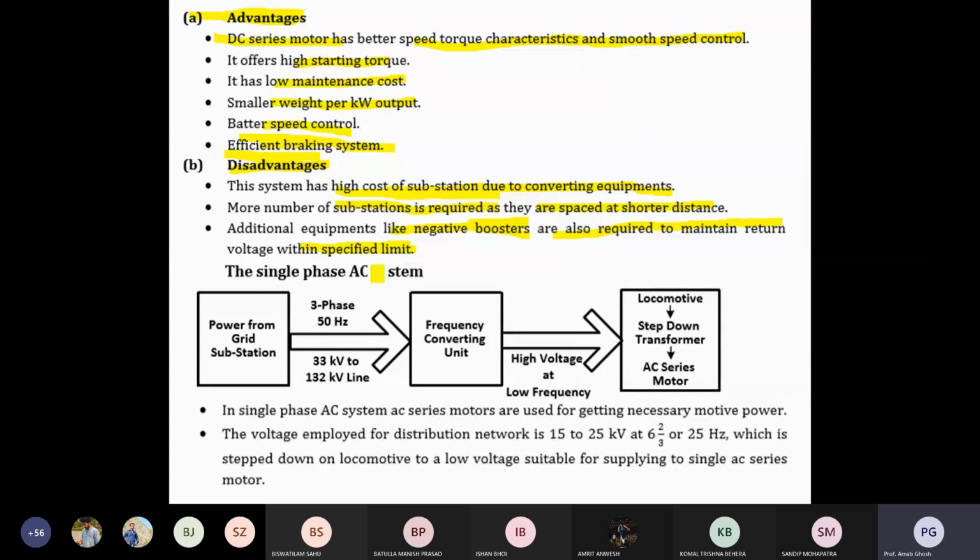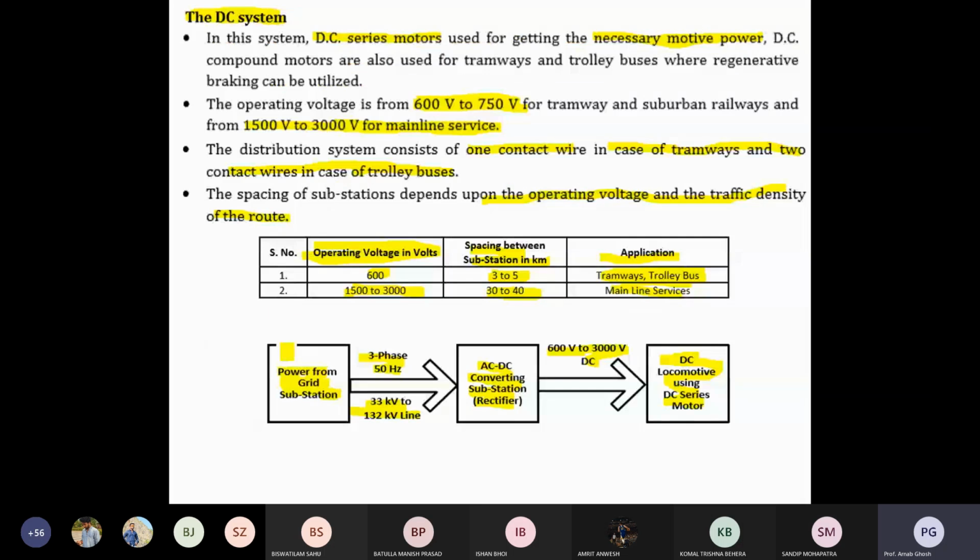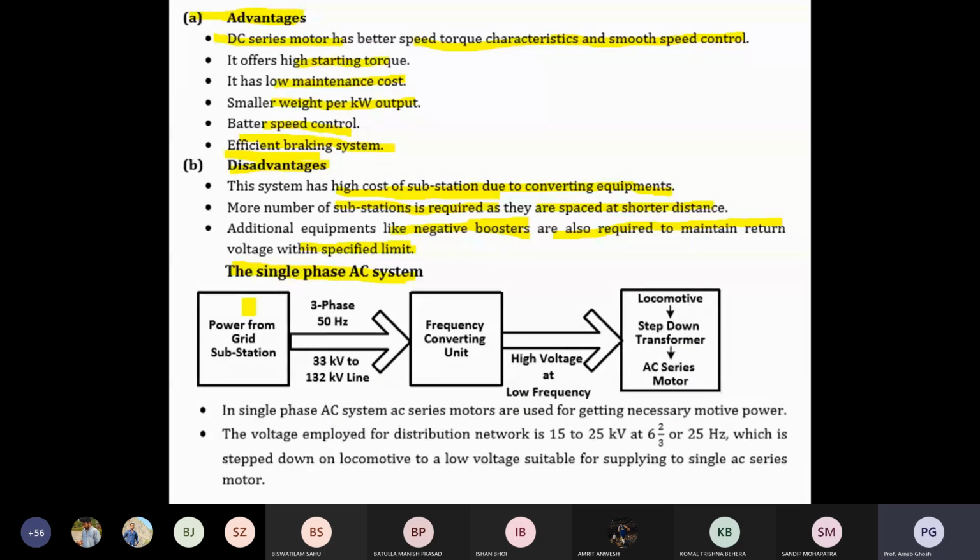Now for the single phase AC system, what will be the block diagram? That was for the DC system. Now what is the block diagram of the single phase AC system? The power grid, that is the substation, that portion is common. That is 3 phase 50 hertz system, 33 kV, 132 kV lines are there, frequency converting units are there, then high voltage at low frequency, then locomotive, step down transformer, AC series motor. In single phase AC, AC series motors are used to get the necessary motive power.